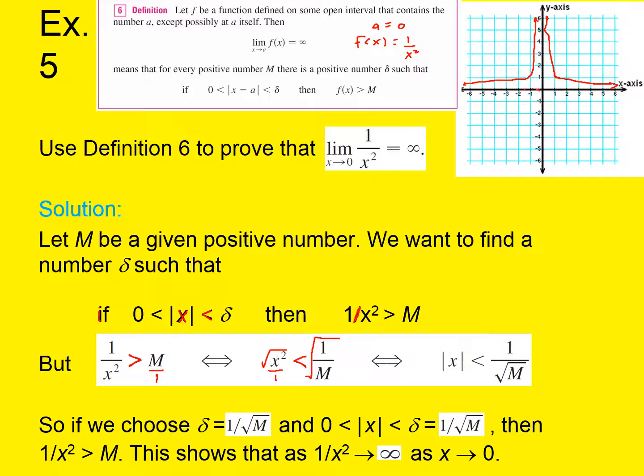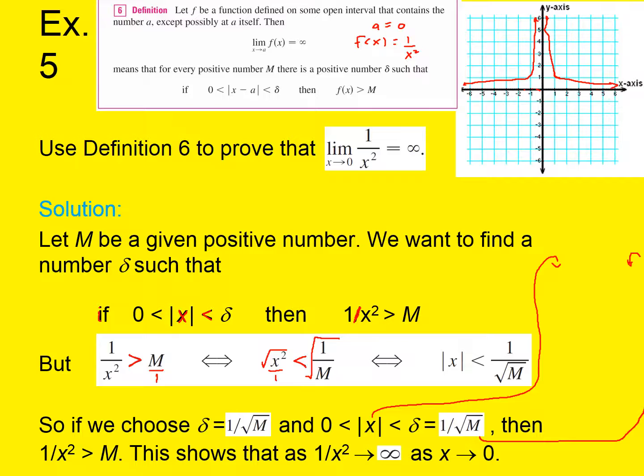Okay, so now we have a suggestion for delta. We're going to choose delta equals 1 over the square root of m. And we're going to show that whenever we've got the if clause, 0 < absolute x < delta, then we're going to be able to say the other thing.